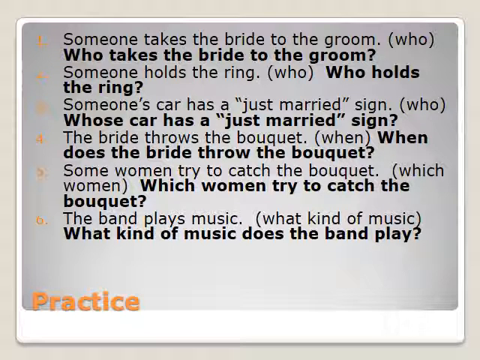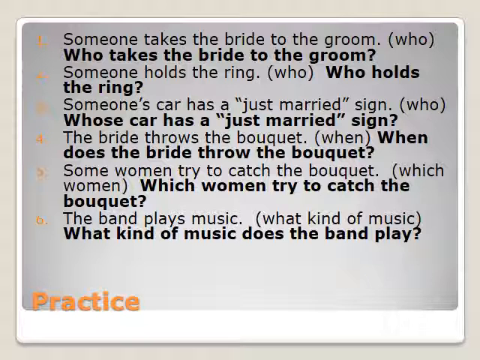Someone takes the bride to the groom, and the question is who takes the bride to the groom. This is asking about the subject, so we don't use do. Someone holds a ring. Who holds the ring? We're asking about the subject, so we don't use do. Someone's car has a just married sign. Whose car has a just married sign? We're asking about the subject.